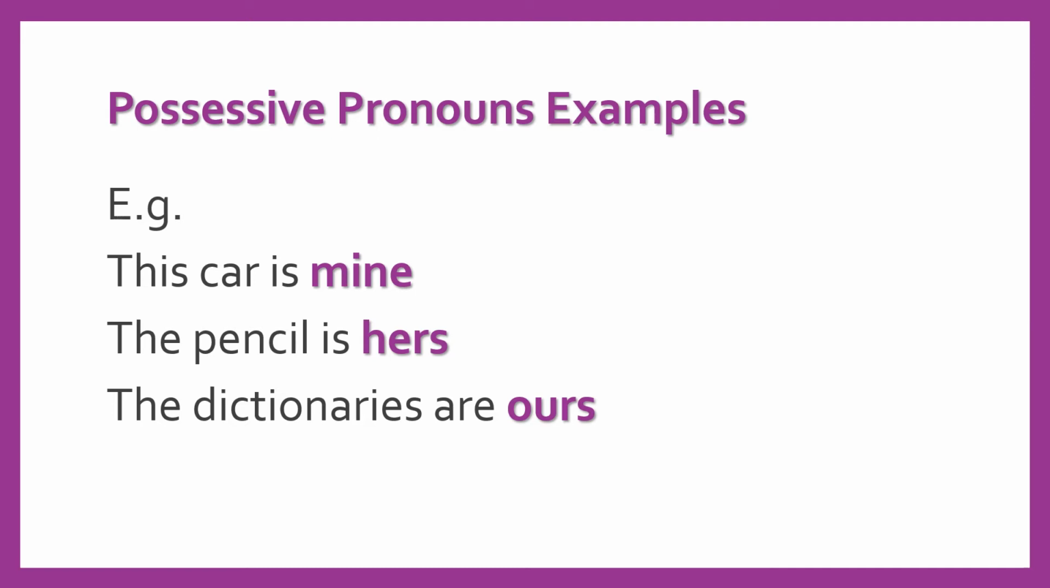The pencil is hers. Here we're not going to say the pencil is she, because that doesn't exist and also is completely incorrect. And finally, the dictionaries are ours. Here we're not going to say the dictionaries are we, because as I said before, it's completely incorrect. So, for you to remember and be very clear, possessive pronouns talk about possession and they usually go at the end of the sentence.